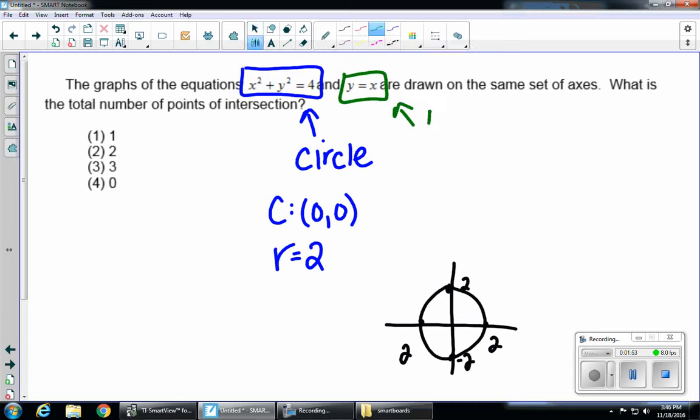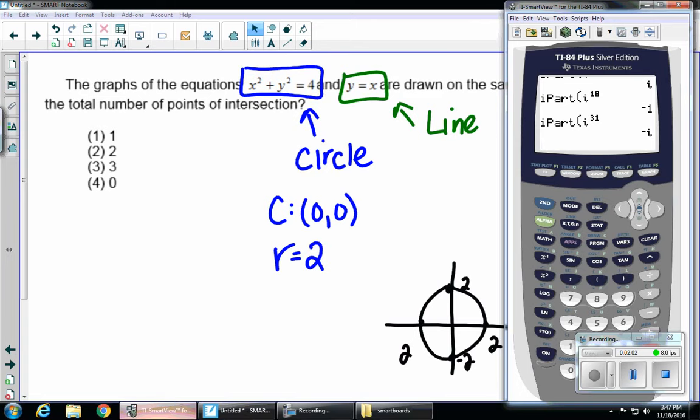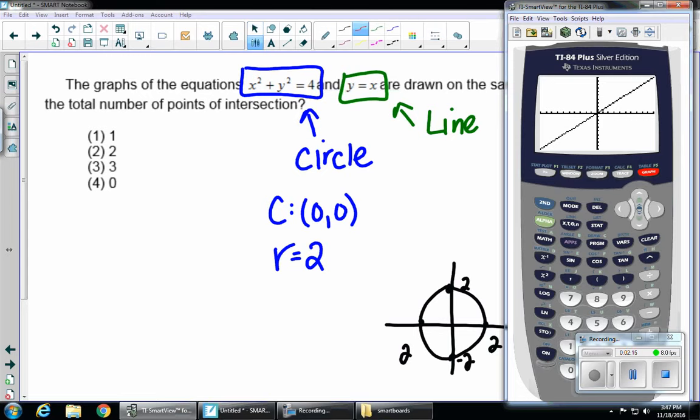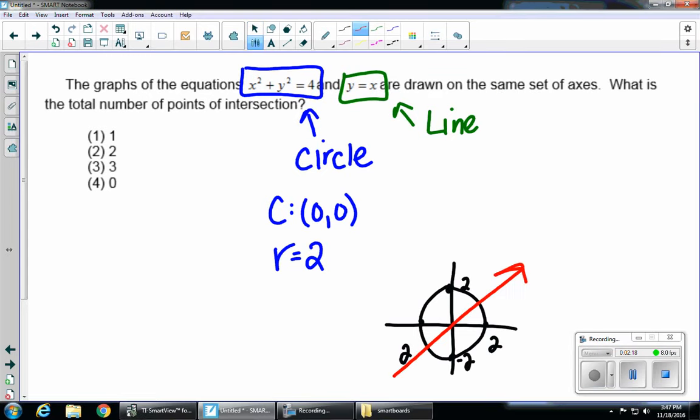Now, y equals x is our line. For this, you have two options. You can go to your calculator and look at the picture or the table, or you can use the slope and y-intercept. If I go to my calculator, I can go to y equals, clear out anything I have there, and put in x because my equation is y equals x. If I take a look at my graph, it's a straight line that runs straight through the origin. So it's going to look something like this on my graph. And I have 2 points of intersection. So that's my answer.